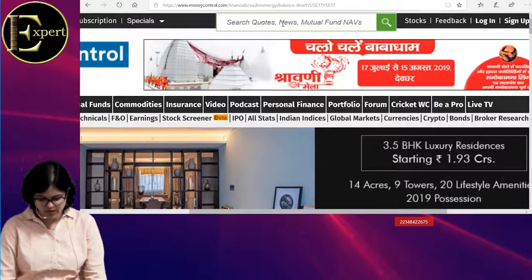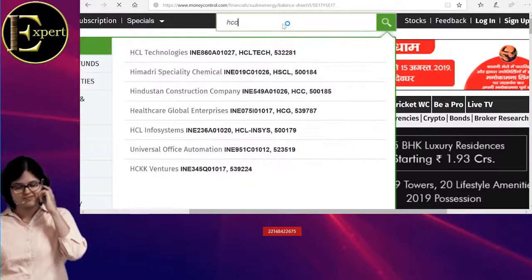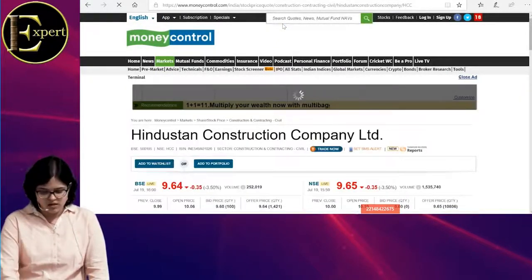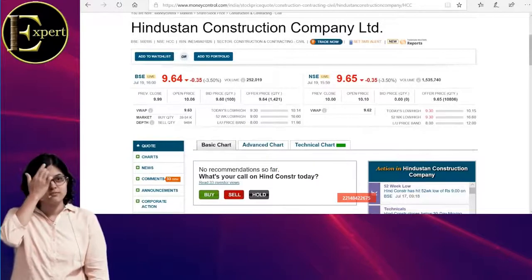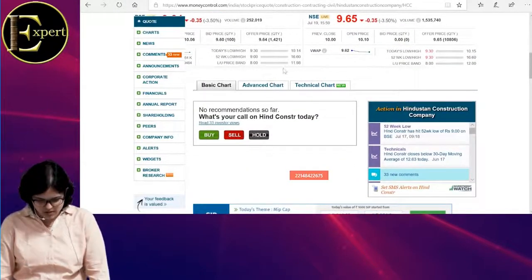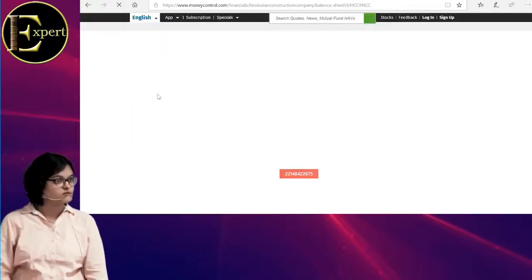HCC, they should know this. What is the full form of HCC? Hindustan Constructions Company. Okay. Share price 9 rupees, and if you see here, the 52-week high is also 16 rupees. Again, this company was at a very nice point some years ago.